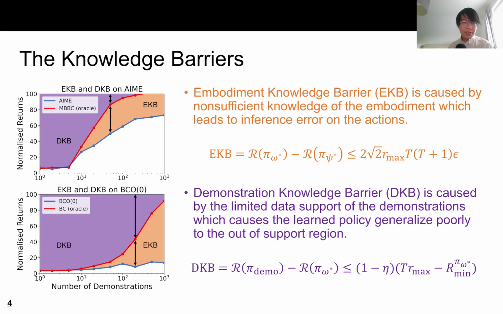We can already see some trend from this figure, like the DKB is generally decreasing as we give more demonstrations to the agent. The detailed analysis is in the paper, and in this video we will directly jump into the solution.